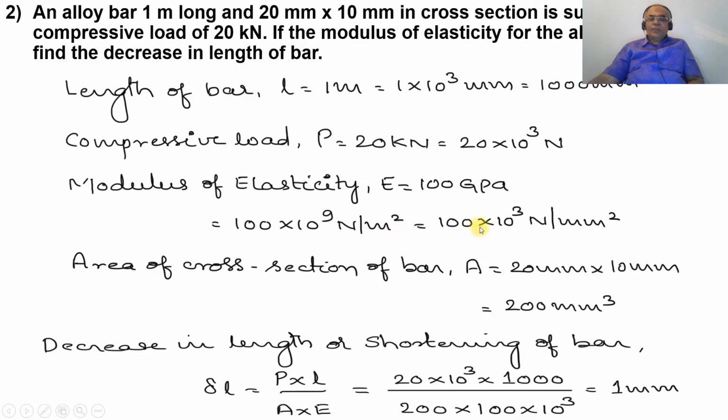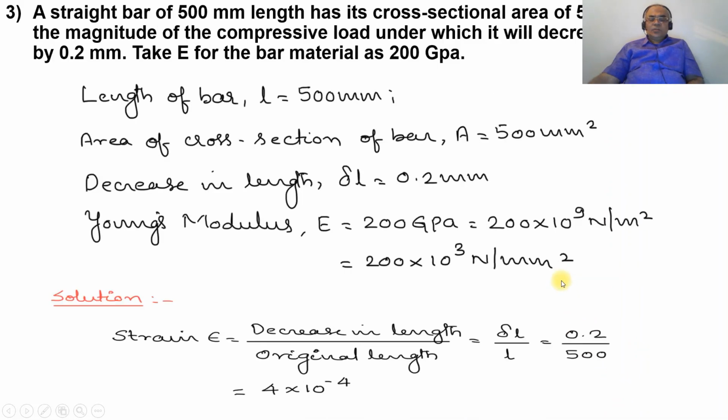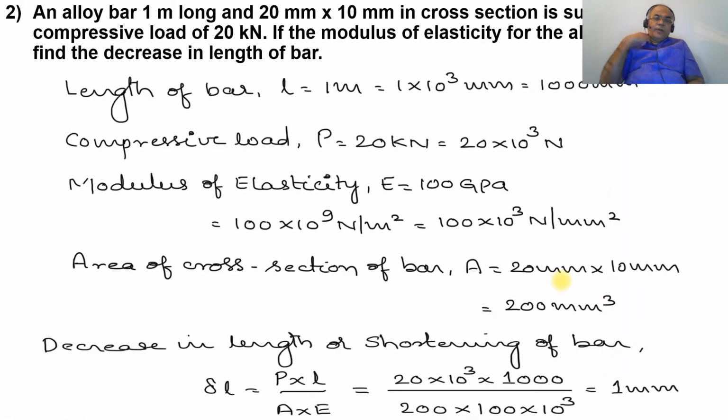Convert this meter square into mm square, it will become 10 to the power of 6. So when it is taken to the numerator, it becomes -6. So 100 into 10 to the power of 3 Newton per mm square. Then the decrease in length of the bar, or shortening of the bar, delta L, will be equal to P into L by capital A into E, that is 20 into 10 to the power of 3 into length of the member 1,000 divided by area 200 into 100 into 10 to the power of 3, which is equal to 1 mm. So this is how you will be able to find the solution for this particular problem.